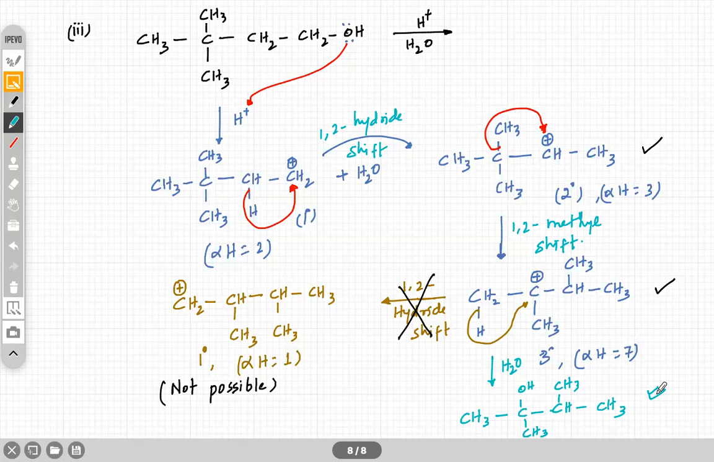Acidic hydration. Acidic hydration means what? Dissolution of alcohol into water in presence of an acid. That is acidic hydration. Okay, fine. One last thing of the SN1 reaction we'll discuss here.